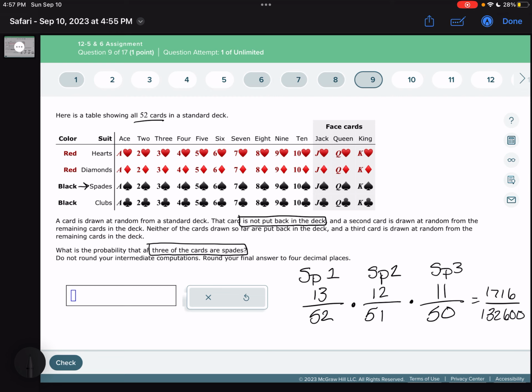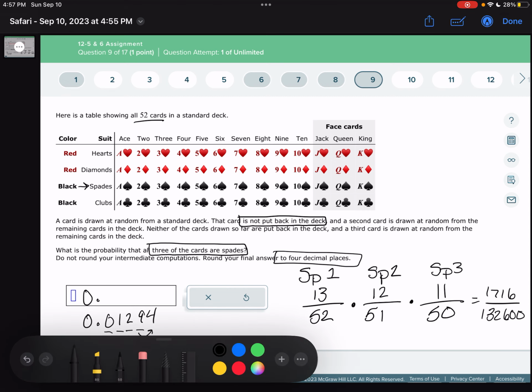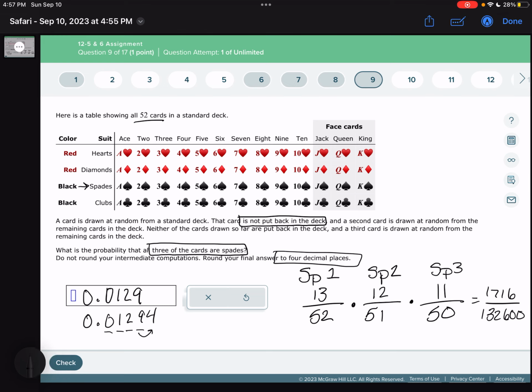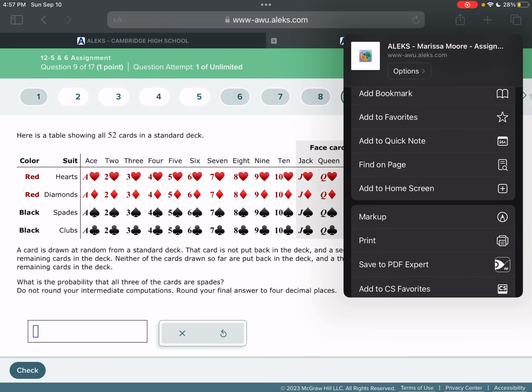This is asking for it as a decimal in 4 decimal places. So I'm going to do 1716 divided by 132,600 to get 0.01294. Asked me for 4 decimal places. The number after the 9 is a 4, so I do not need to round up. So it's just going to be 0.0129. So that would be my answer here. Again, your numbers might be different, but it will be the same concept.